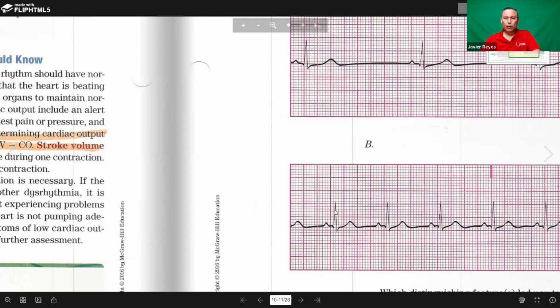This we call the QRS complex. We call it a complex because it's three waves in one. It's your Q, your R, and then your S wave. QRS. That's what we call it, a QRS complex.